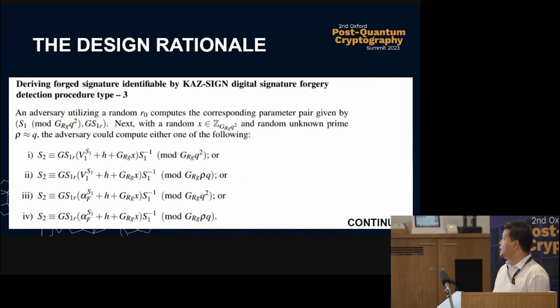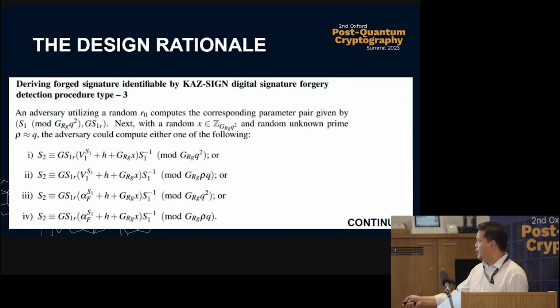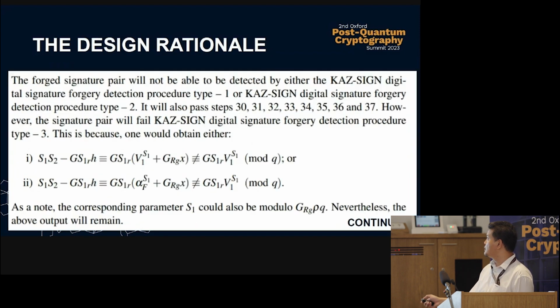For type 3, these are the equations. This one was highlighted by Bernstein, especially adding the order inside the signature and utilizing the public variables available to the adversary. And all these four will pass type 1 and type 2. It will also pass the final procedure, but it will not pass the type 3. The reason is because as given point 1 and point 2.